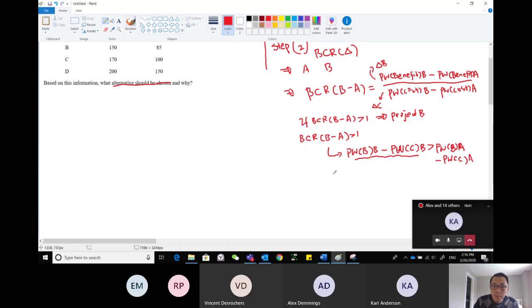So basically this means the net benefits, right? By subtracting the cost from the benefits, the net benefits of project B is bigger than the net benefits of A, right? So that's why we select the project B.